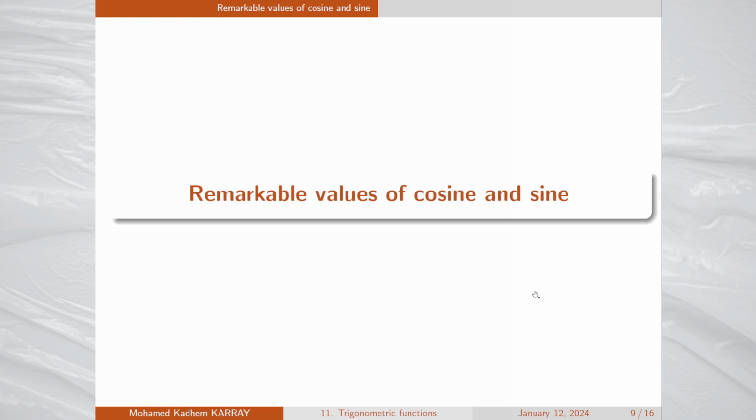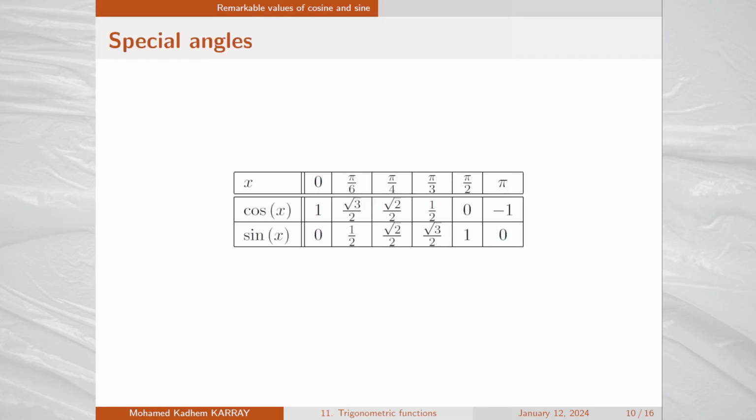Now I will give you the remarkable values of cosine and sine functions. Here are some angles for which we have explicitly the cosine and sine values. For example, the angle 0 has cosine equal to 1 and sine equal to 0. The angle pi has cosine minus 1 and sine 0. Also, the angle pi over 2 has cosine equal to 0 and sine equal to 1.